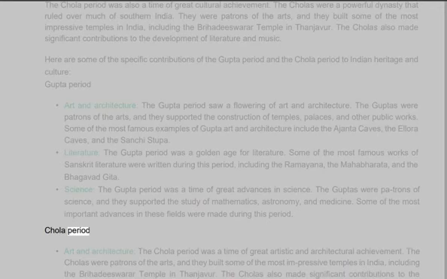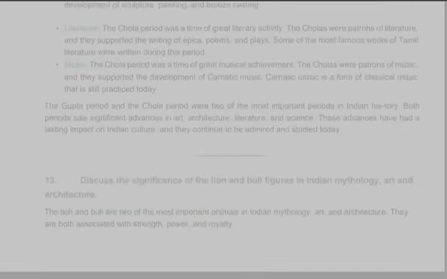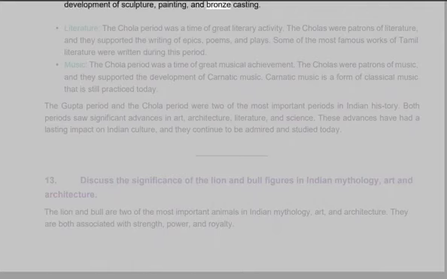Chola period. Art and architecture. The Chola period was a time of great artistic and architectural achievement. The Cholas were patrons of the arts, and they built some of the most impressive temples in India, including the Brihadiswara temple in Tanjore. The Cholas also made significant contributions to the development of sculpture, painting, and bronze casting.